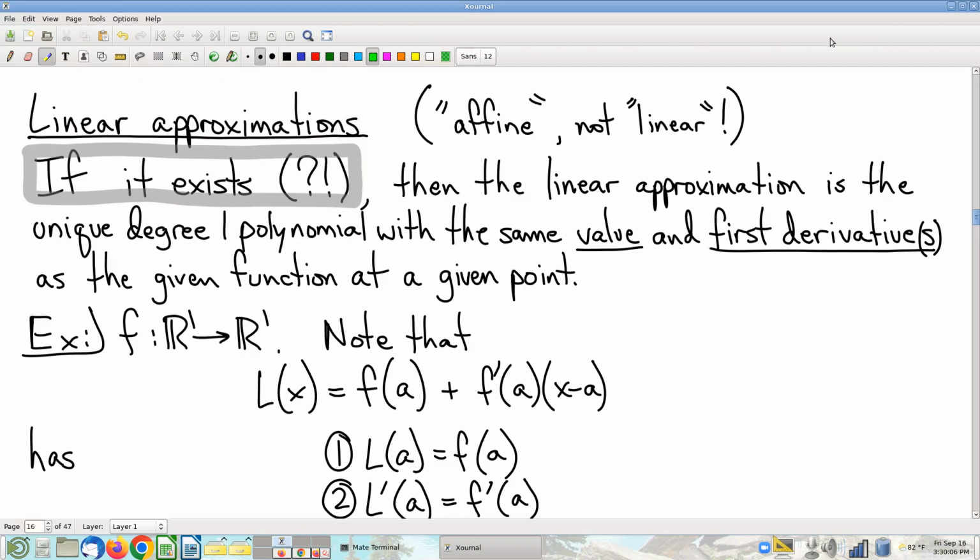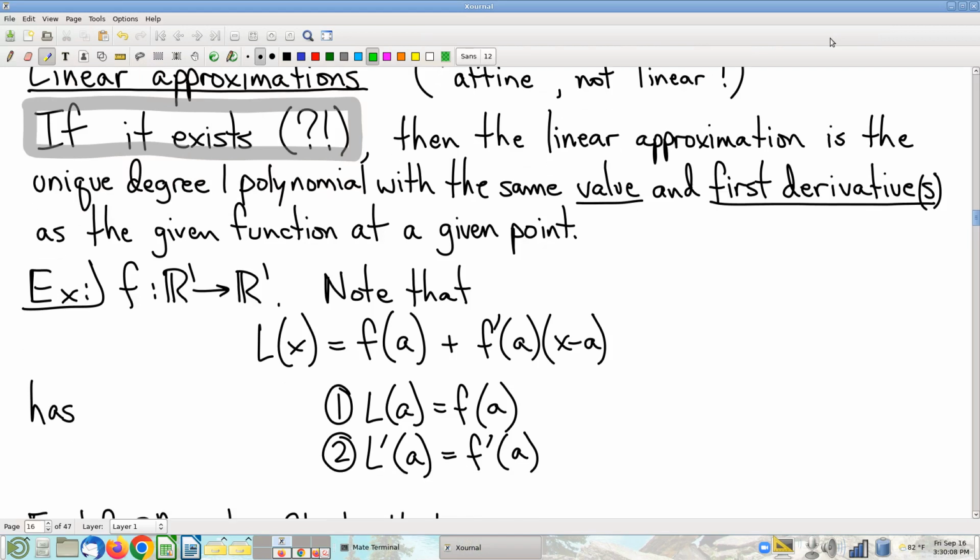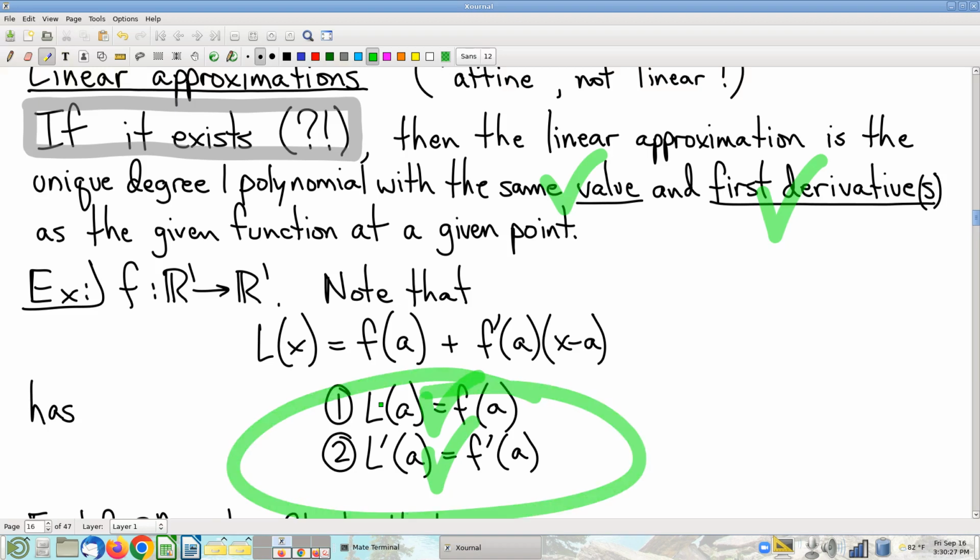And so recall, the big idea of a linear approximation is we're looking for a degree 1 polynomial. I mean, that's the term, linear. Again, not technically linear, but you know what I mean. And we want specifically the one that has the same value and the same first derivative, singular or plural, as the case may be, as the function that we're trying to model.